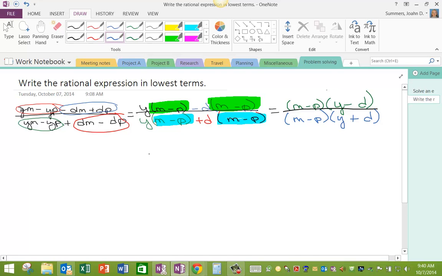So I've now factored. Now to reduce it or put it in lowest terms, we divide out any common factors. So we have a common factor of m minus p that we divide out of numerator and denominator. So that leaves my answer to be y minus d divided by y plus d.